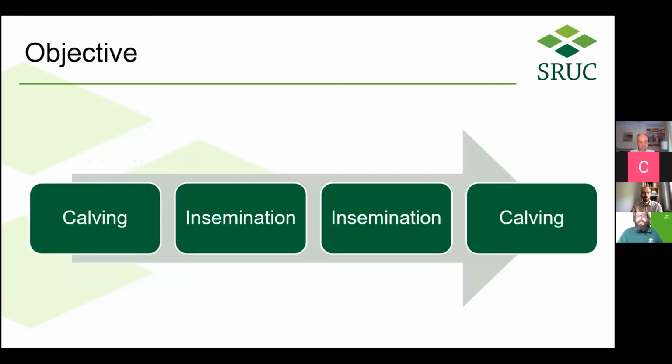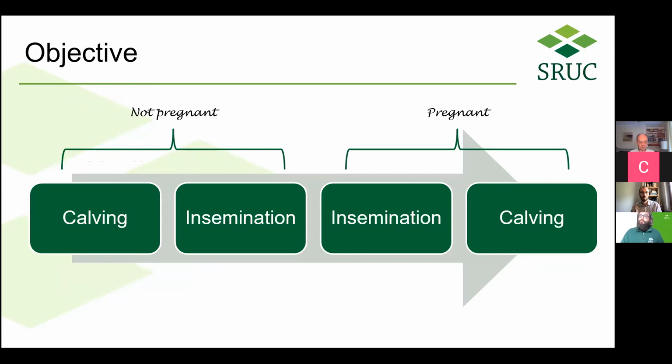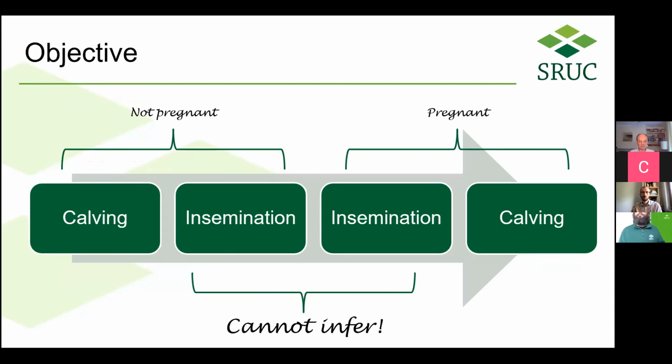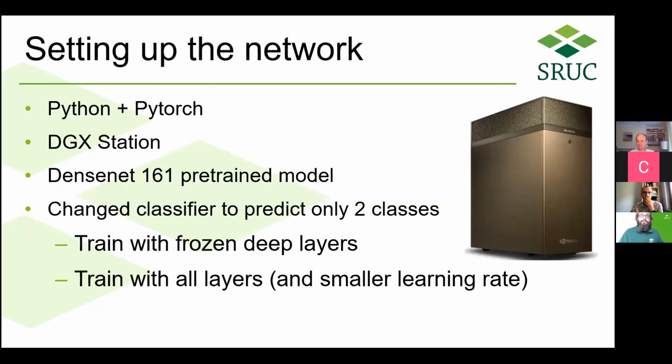Similar to TB, we have a time when the cow is not pregnant, and a time when the cow is pregnant. And like the grey animals, there's a time in between where we can't really infer whether these cows are pregnant or not pregnant. So when we're defining our phenotype, we need to be as clear as possible, and ensure that our non-pregnant cows are non-pregnant and our pregnant cows are pregnant.